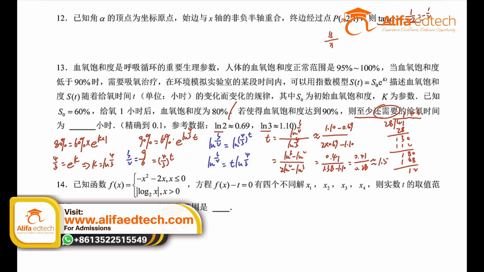1.46 something is approximately 1.5, accurate to 0.1. This means that from the initial 60%, it can reach 90% after 1.5 hours. Note how much more time is needed: 0.5 hours is enough. Pay close attention to this information.